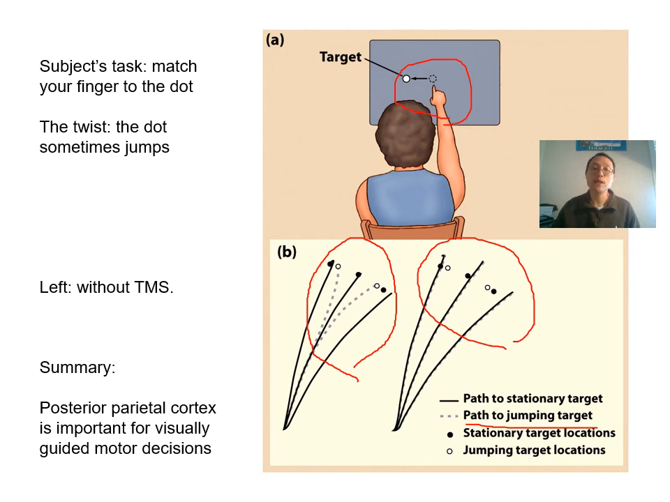And the summary data is that when they magnetically stimulated, or perturbed, this posterior parietal lobe area, the subjects were not able to adapt very well. And so that says that the posterior parietal cortex is very important for visually guided motor decisions.